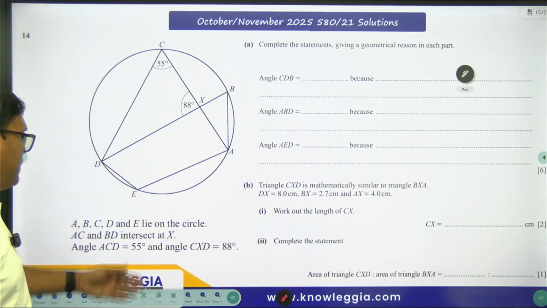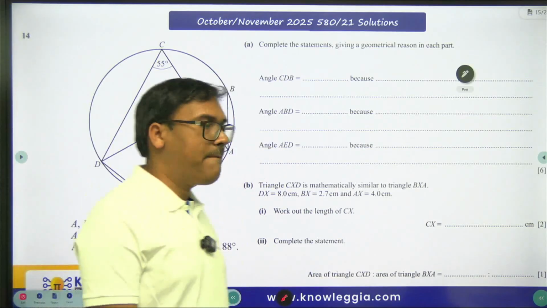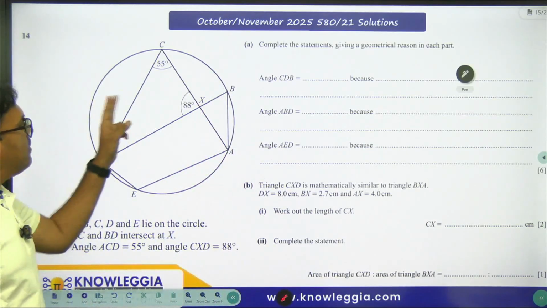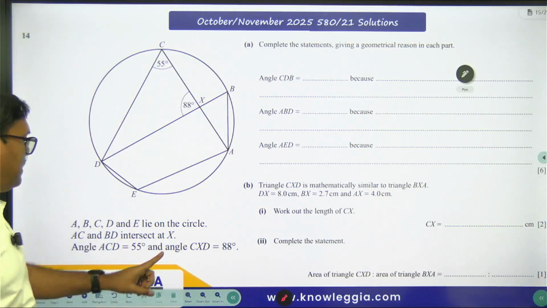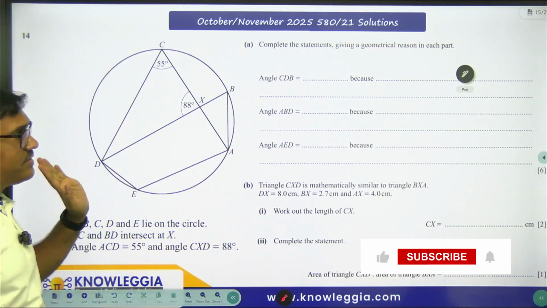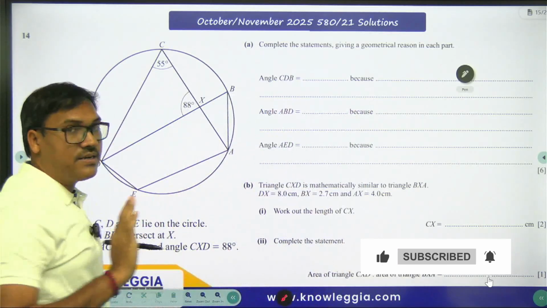Next question. Now this is the question on circle geometry. So let's see. I hope you can read this. Yeah. A, B, C, D lie on a circle. AC and BD intersect at X. Angle ACD is given, angle AXD is given. Everything is given here. Now you have to write the angles with the geometrical reasons also.